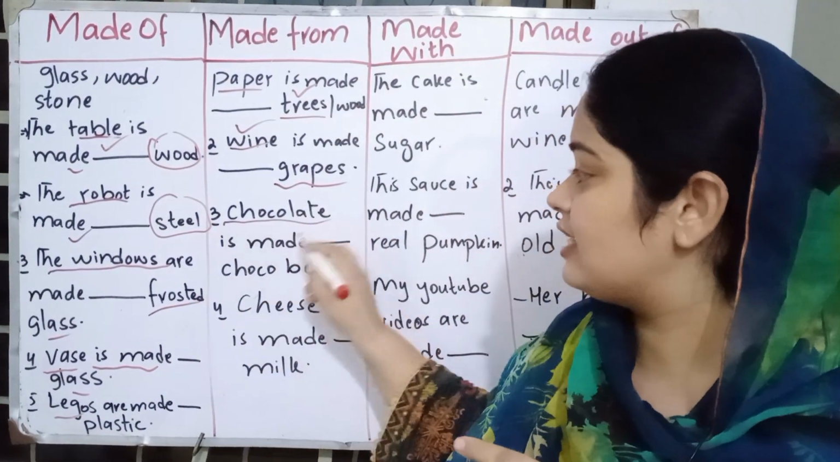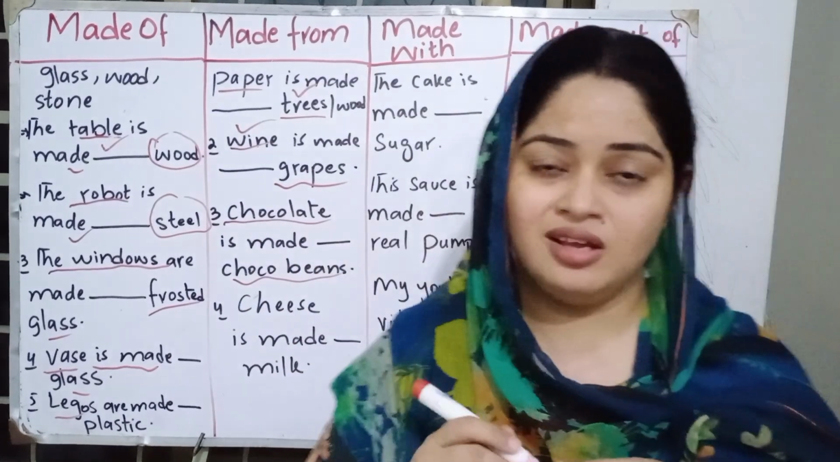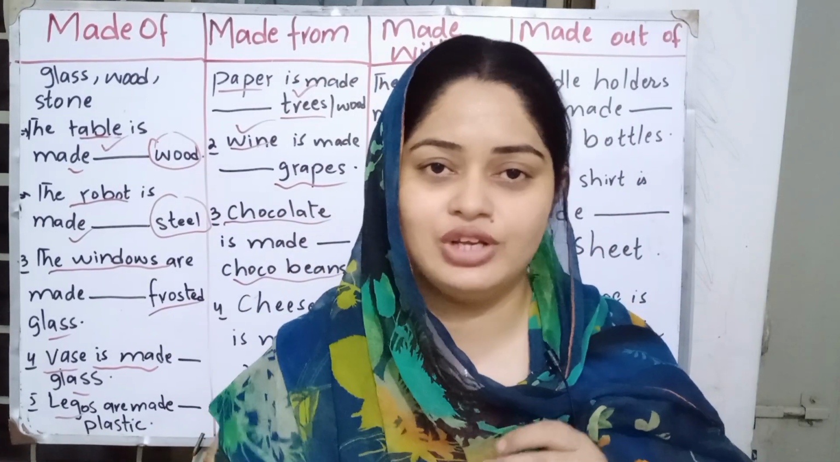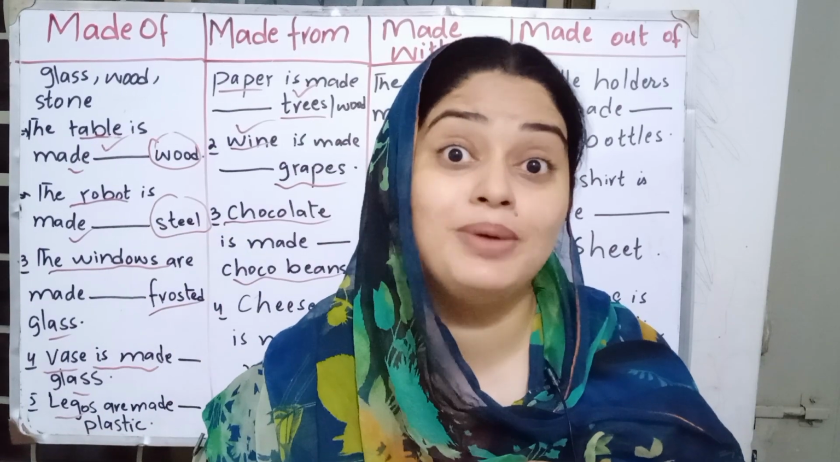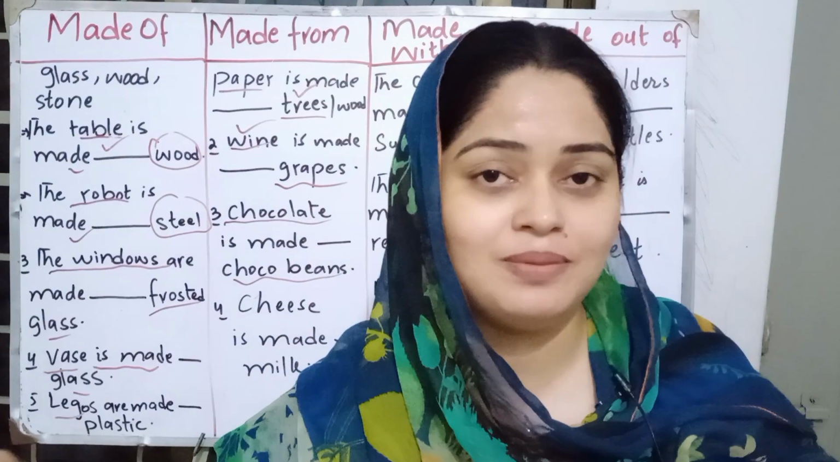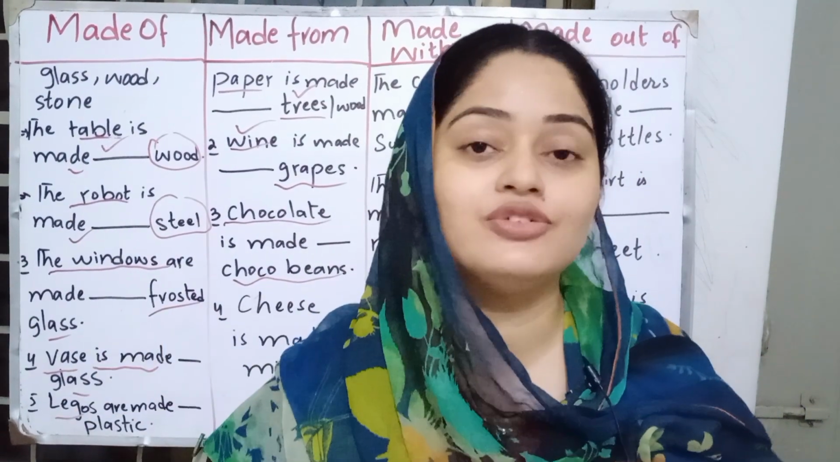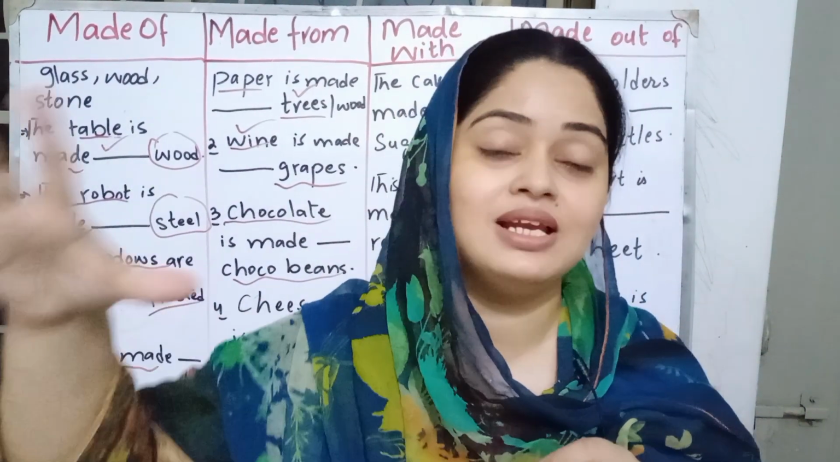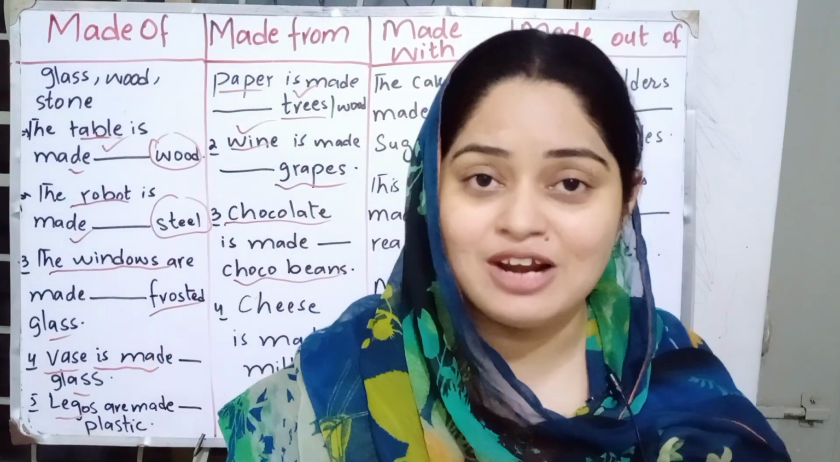Next, chocolate is made from cocoa beans. We cannot get back the cocoa beans out of chocolate. We cannot get back the original material, that is cocoa bean, out of chocolate, because chocolate has gone through the process of manufacturing.